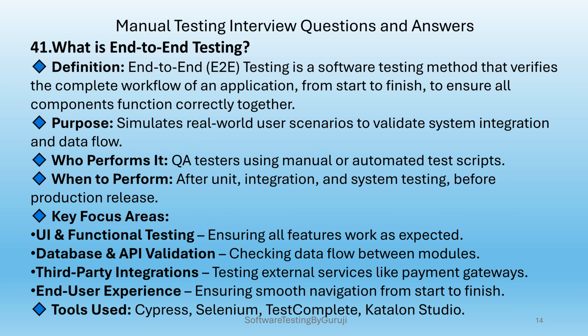What is end-to-end testing? End-to-end testing is a software testing method that verifies the complete workflow of an application from start to finish to ensure all components function correctly together. Purpose: simulates real-world user scenarios to validate system integration and data flow. Who performs it? QA testers using manual or automated test scripts. When to perform? After unit, integration and system testing, before production release.